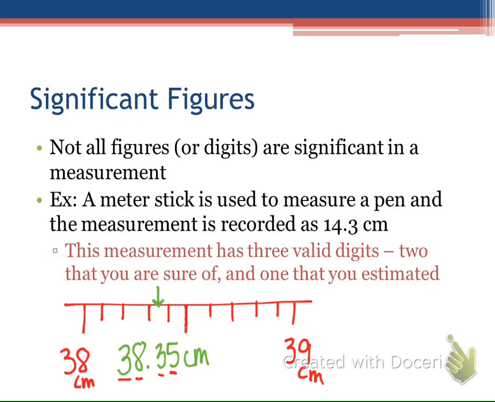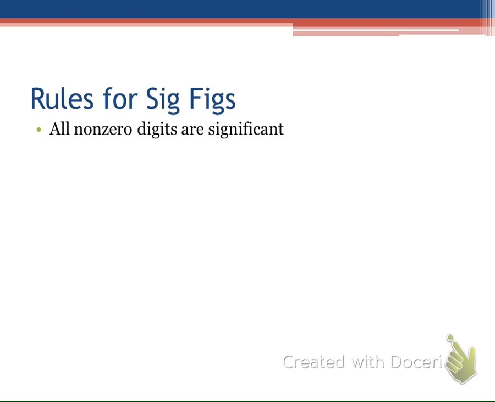So our rules for SigFigs. Any digit that's not a 0, so any non-zero digit, is always significant, whether it comes first, last, in the middle, wherever it goes. The only questions that we really start to have about significant figures involve zeros. So anything that is not a 0 is always significant.